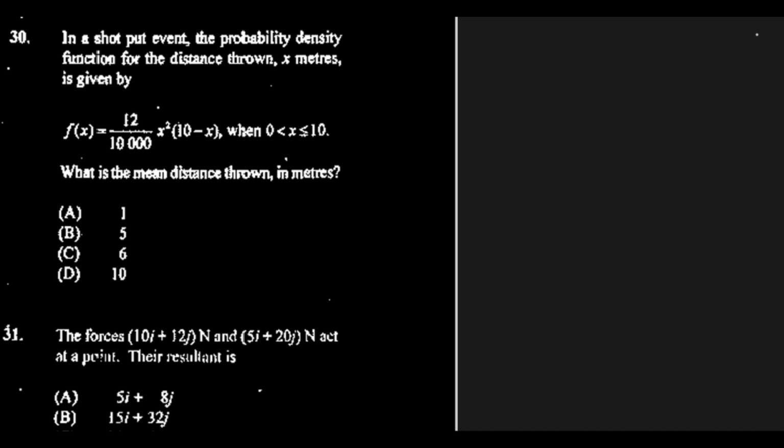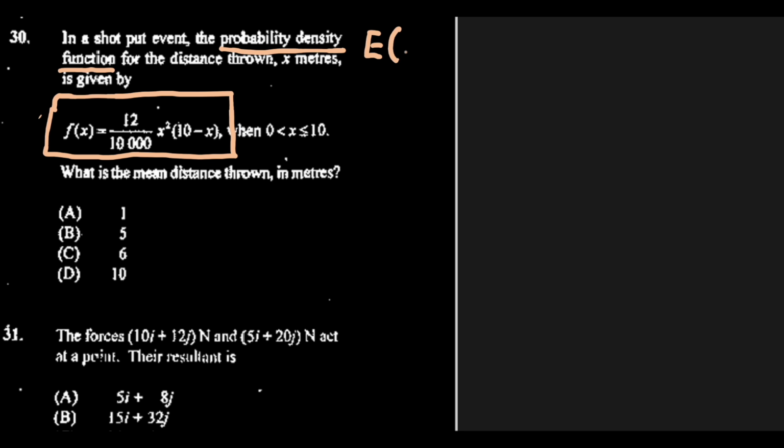Alright, so this is module 3 question now. This is our first module 3 question. It's telling us in a shot put event, the probability density function for the distance thrown is given by this. What is the mean distance thrown in meters? So with probability density function, what this is asking us to do is find the expectance.